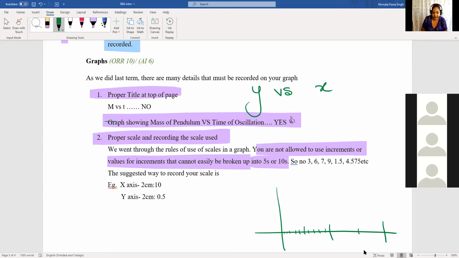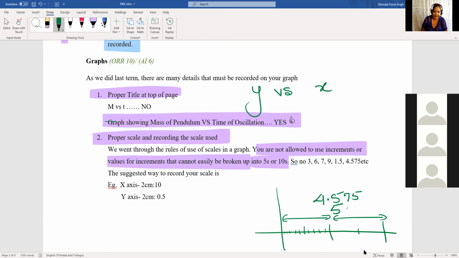An increment is the distance, the values that we are using on the graph. So you cannot use values like 3, you can't go and use values like 6s, 12, and whatnot. Not allowed to do that. Or weird numbers like 4.575. I can read any graph possible, but just use a nice sweet number, 5.